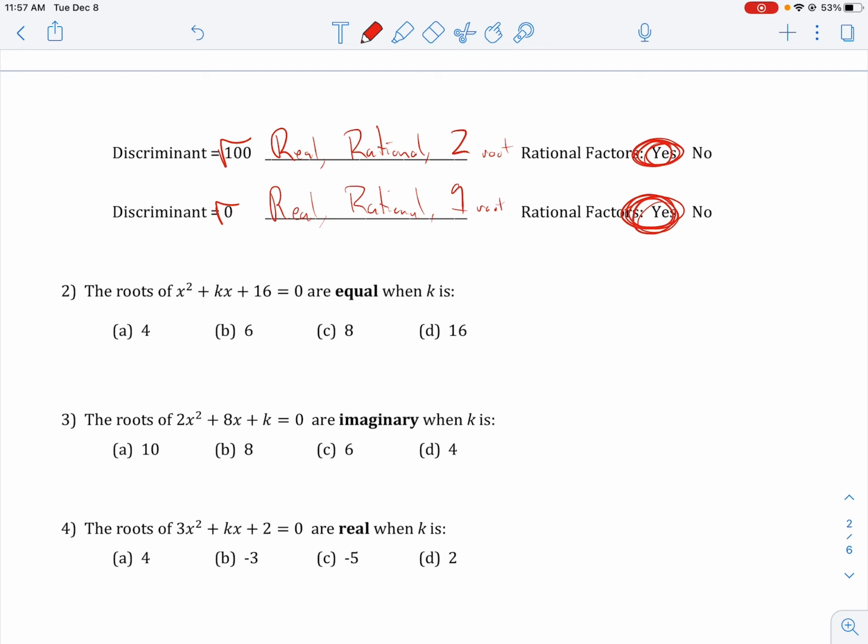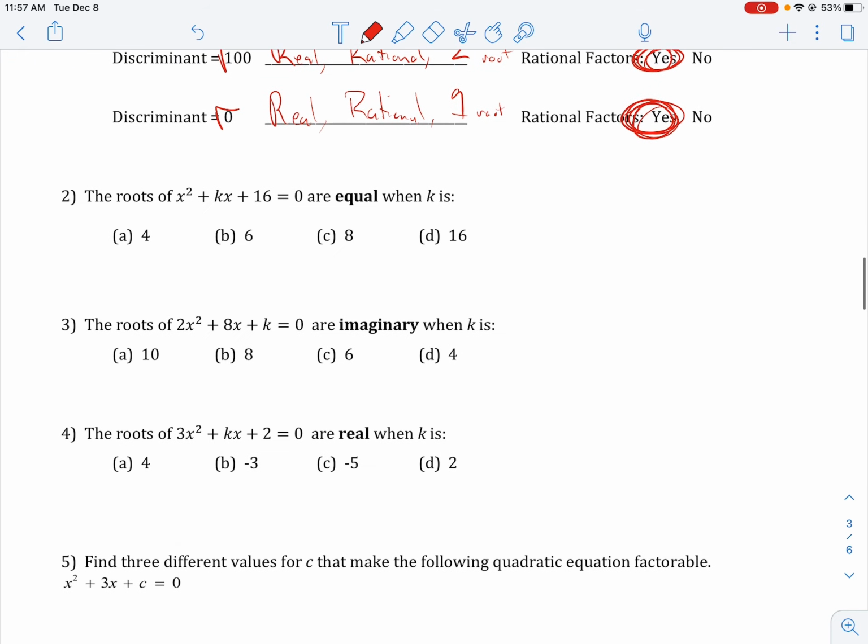Okay, so this last part, we're going to use our discriminant in order to answer these questions here. It says the roots of this equation are equal, when k is equal to what? Equal means, remember, that's just a fancy way of saying when our discriminant is equal to 0, when we get equal roots, when we're getting only 1. So let's set that equation up.